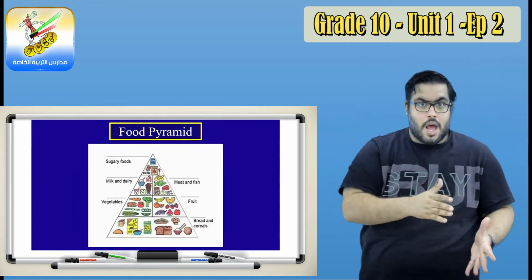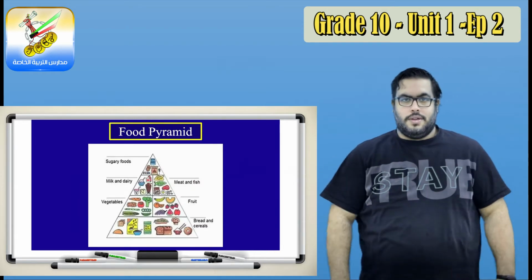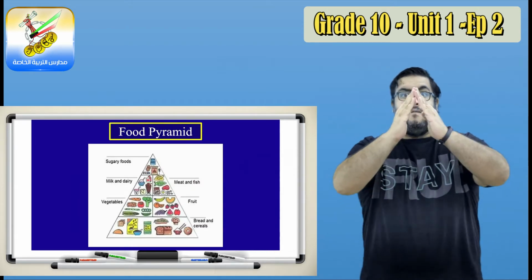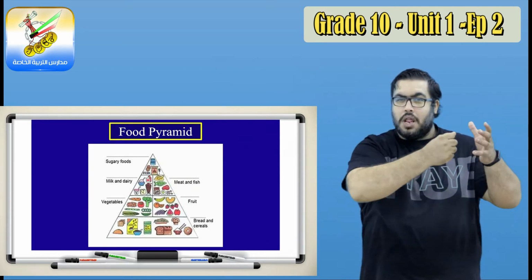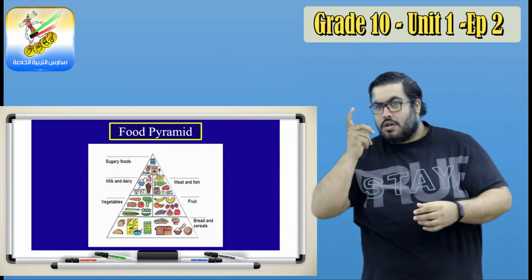Here we have a food pyramid. We all know this because we studied this a long time ago, right? We have the sugary foods, the milk and dairy, meat and fish, vegetables, fruits, and bread and cereal.